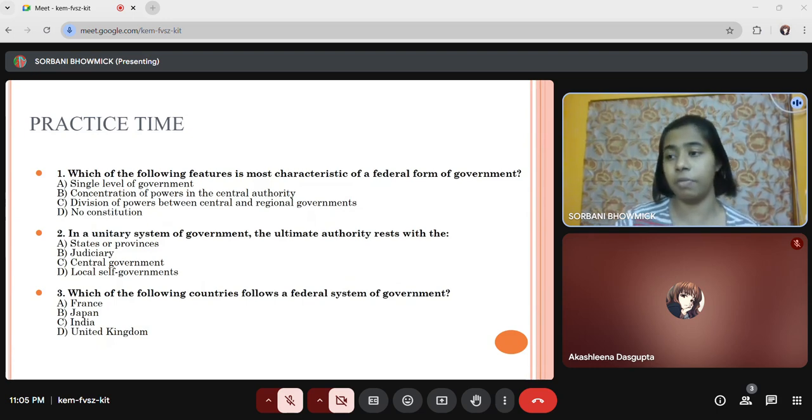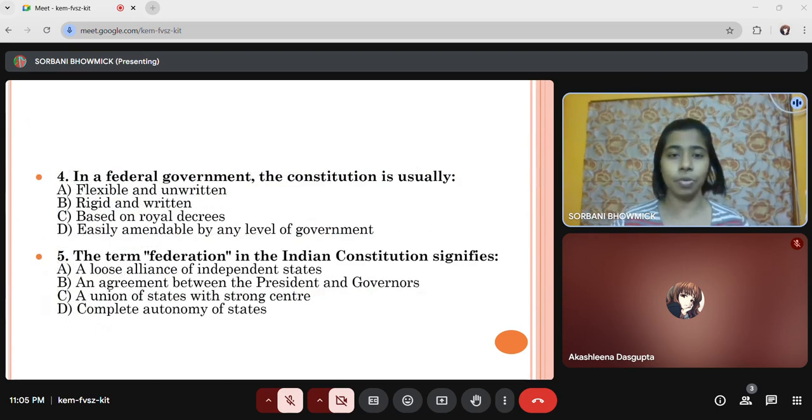India has a federal form of government. Next one. In a federal form of government, the constitution is usually what? Absolutely, the answers are in the chat box. It's correct. In a federal form of government, it is written and rigid. Absolutely correct. Last one. Let's see if we can get a 5 upon 5. Next one. A loose alliance, or an agreement between the union of states. The term federation in India constitutes what?